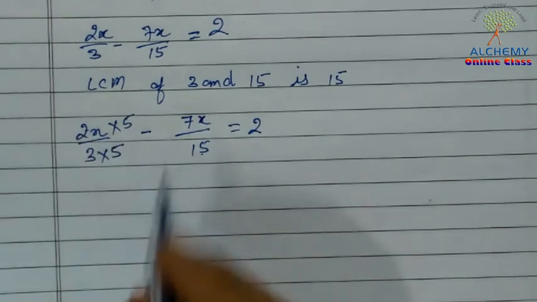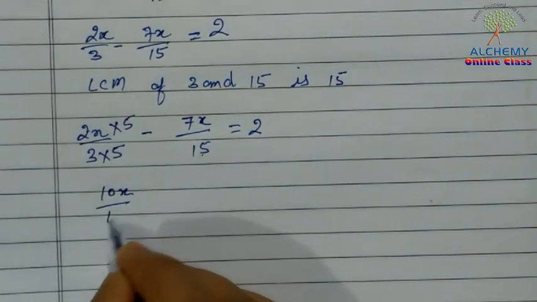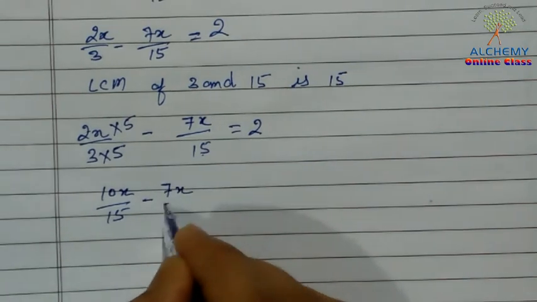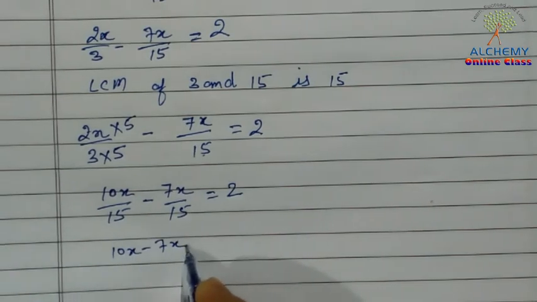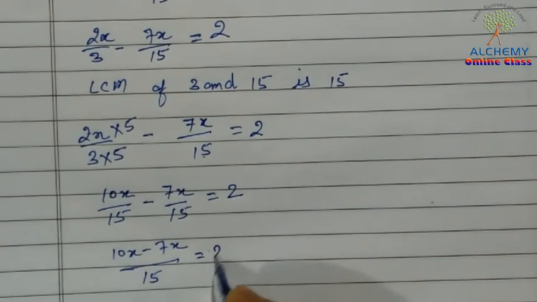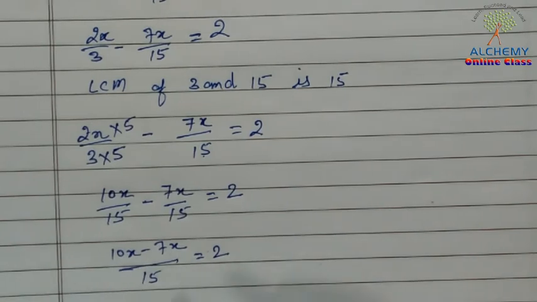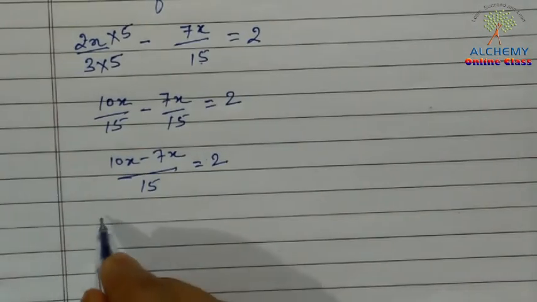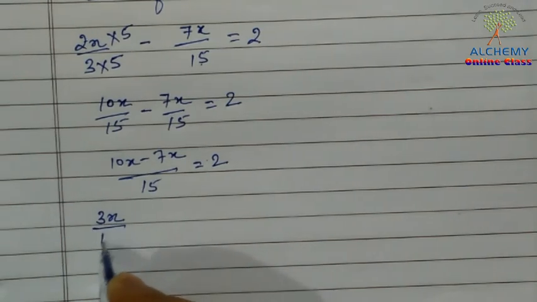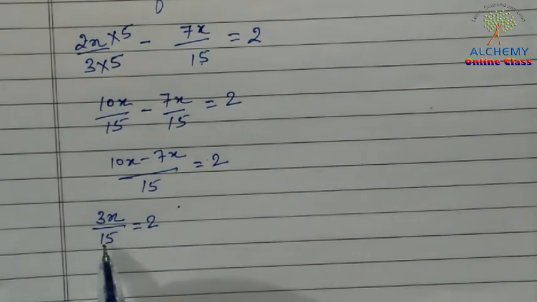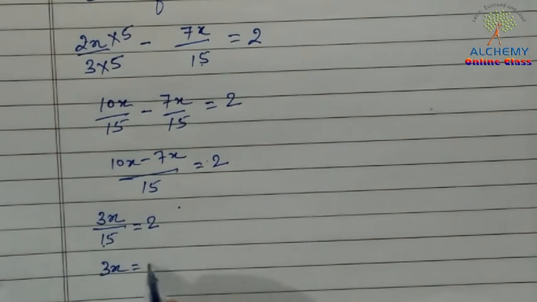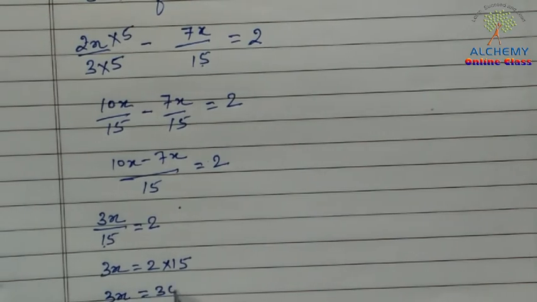When we multiply these two numbers, we get here 10x upon 15 minus 7x upon 15 is equal to 2. So 10x minus 7x upon 15 is equal to 2. So when we subtract this 7x from 10x, we get here 3x upon 15 is equal to 2. So when this 15 is taken to this side, because it is in division, when it goes to that side it will be multiplied. So we can write here 3x is equal to 2 into 15. Okay, so it will be 3x is equal to 30.